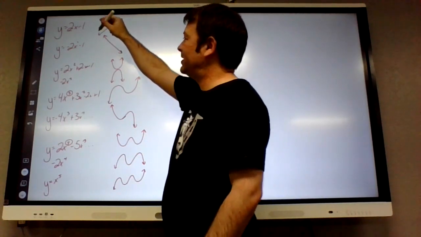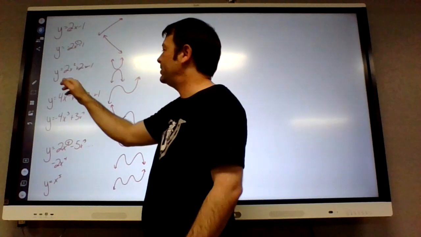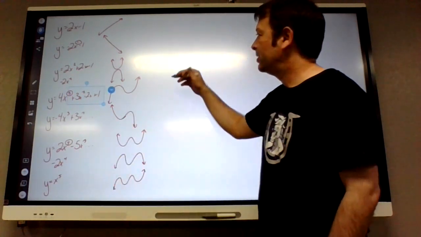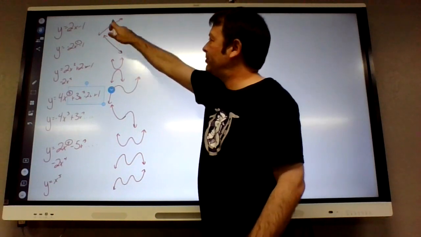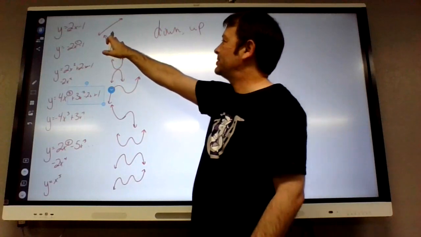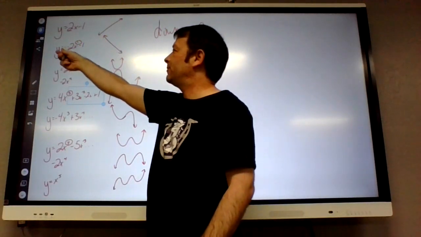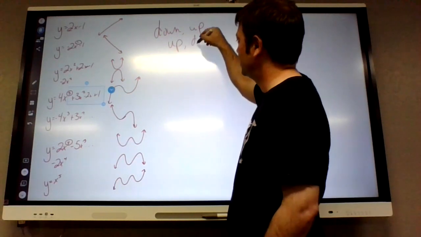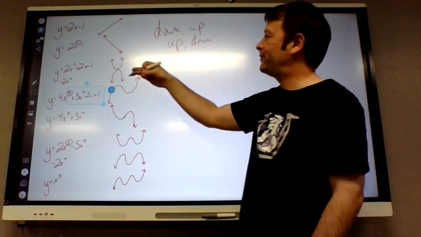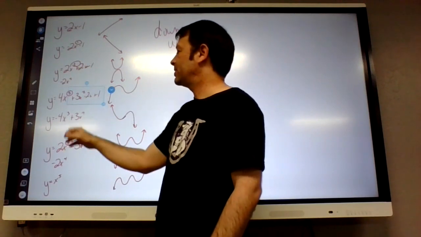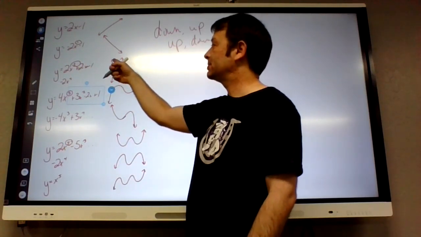Okay, so the pattern is if there's an odd degree, 1, 3, 5, it goes down to up. Unless the leading coefficient's negative, it switches, it's upside down, so it goes up to down. Okay, but if there's an even degree, what happens? X squared, x to the fourth, what happens in this case?